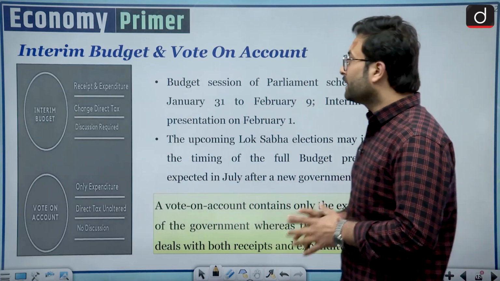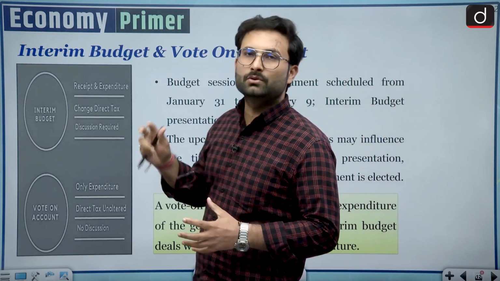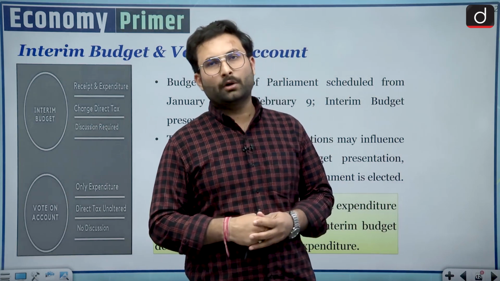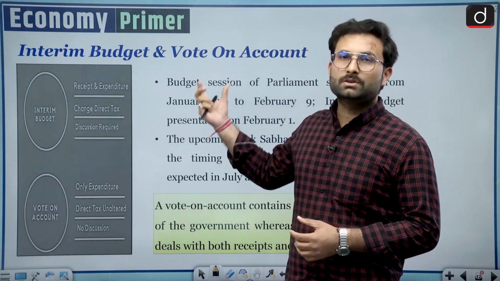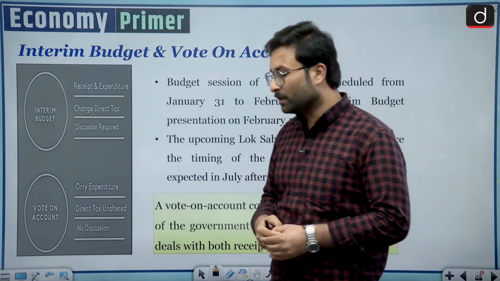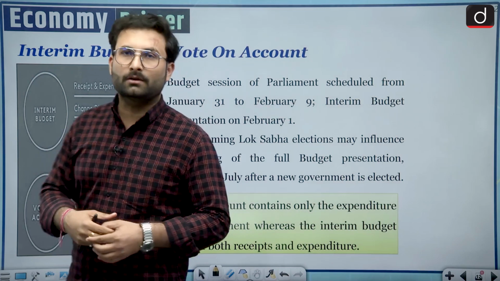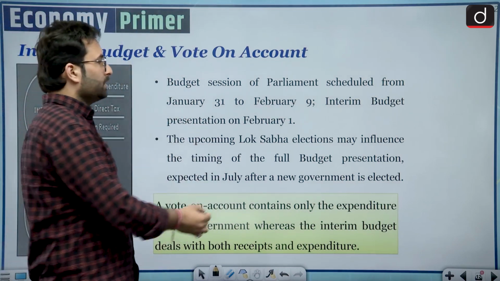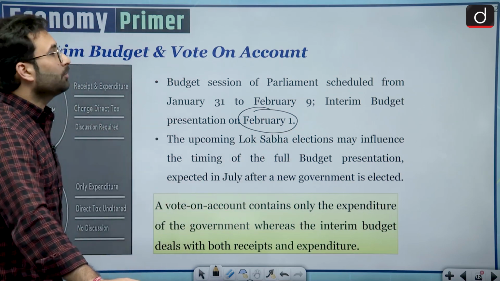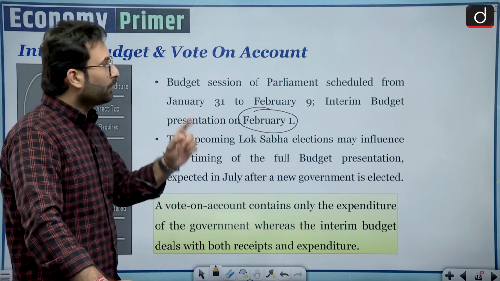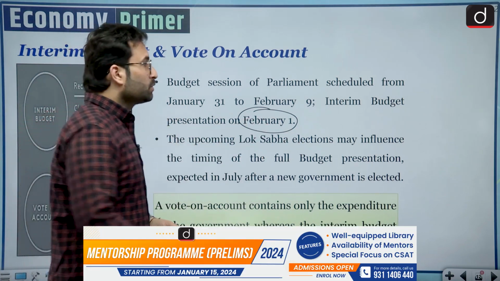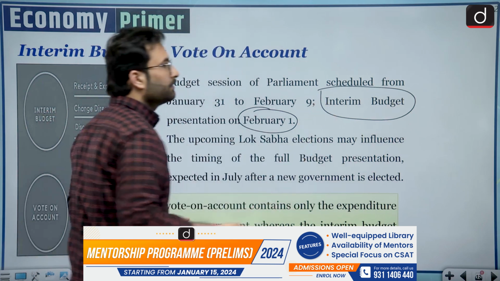And now coming to the interim budget and vote on account. Mostly we use these terms interchangeably, but there is a minute difference. We'll talk about that. Why we are talking about these two terms here is because recently, as I told you, government said that they will be going for presentation of the budget on 1st of February, and that budget would be interim budget. Here you can say budget session of parliament scheduled from January 31st to February 9, interim budget presentation on February 1st. So this interim budget is because of the election year.